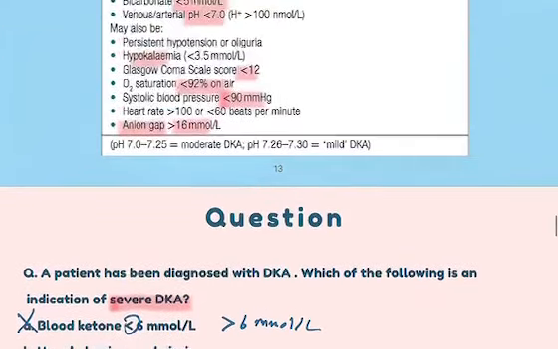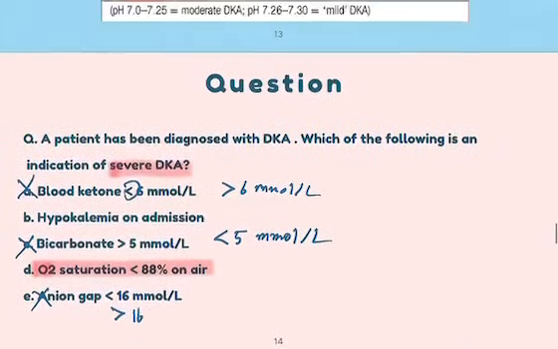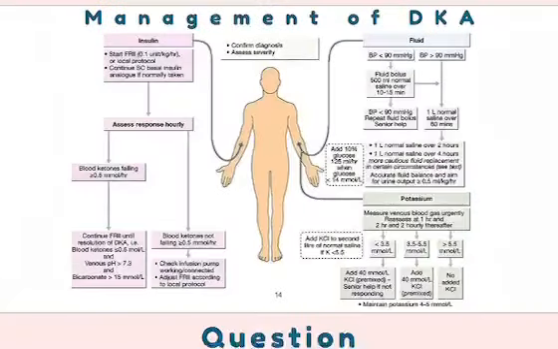We have learned that if the oxygen saturation is less than 92, it will be diagnosed as severe diabetic ketoacidosis. So now let us learn the management of diabetic ketoacidosis.